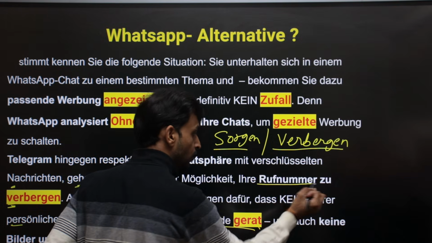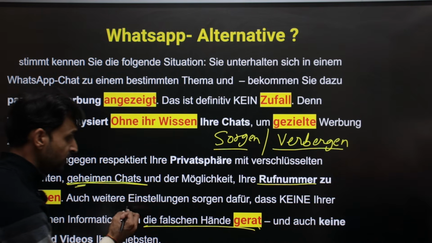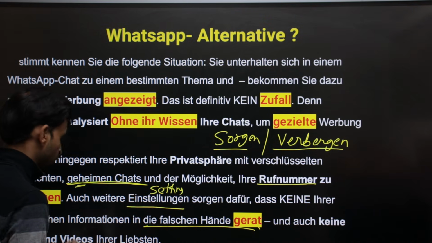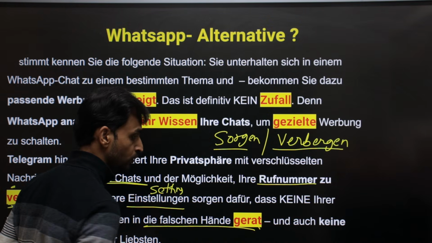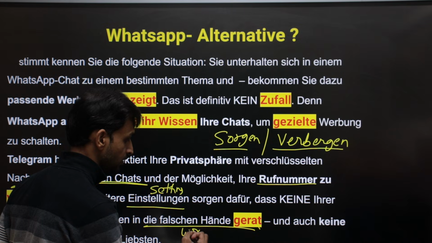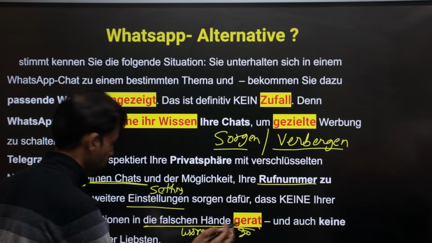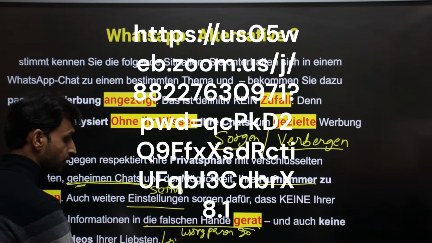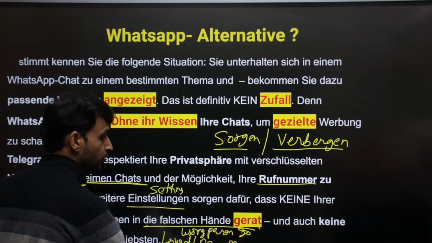What do they hide? Your call number, Rufnummer, and your Geheimchats, your secret chats. Einstellung means settings. Okay, it provides settings so that your personal details don't go into the wrong hands. In die falschen Hände geraten means into the wrong person's hands. Und auch keine Bilder und Videos ihrer Liebsten. And no photos and no videos of your loved ones, your dear ones, whom you love and care for, maybe your friends, your family members.